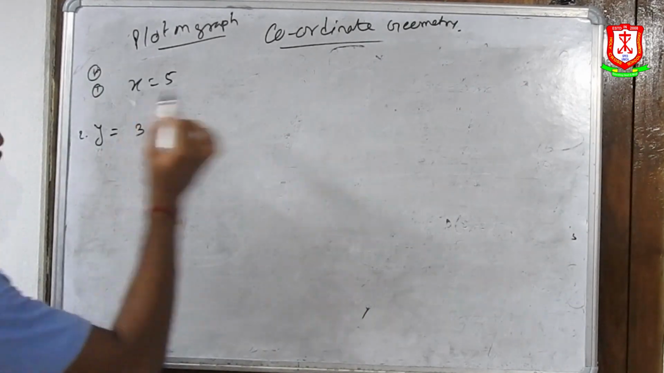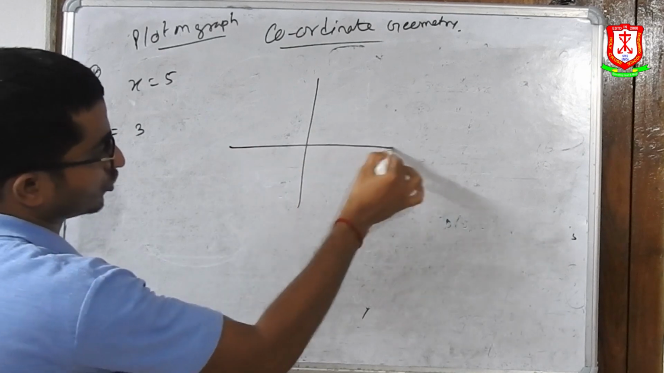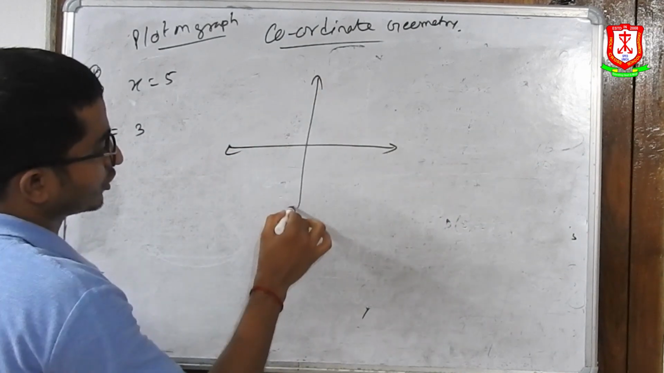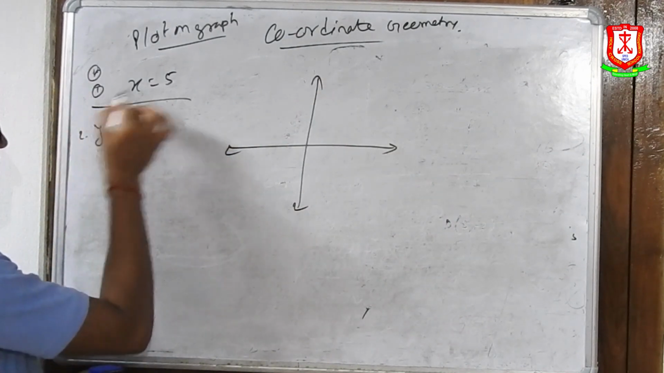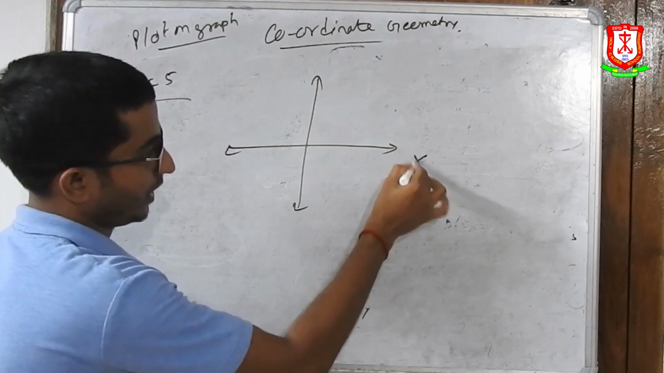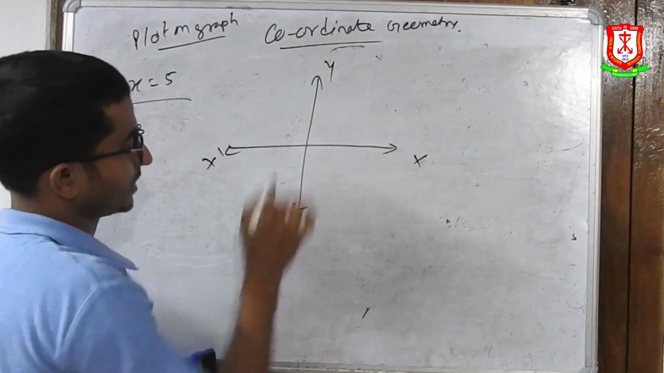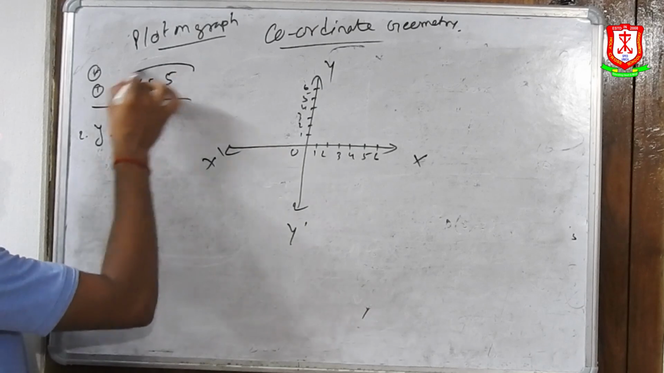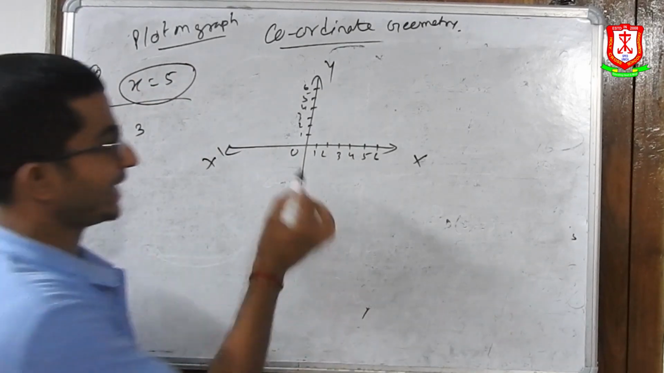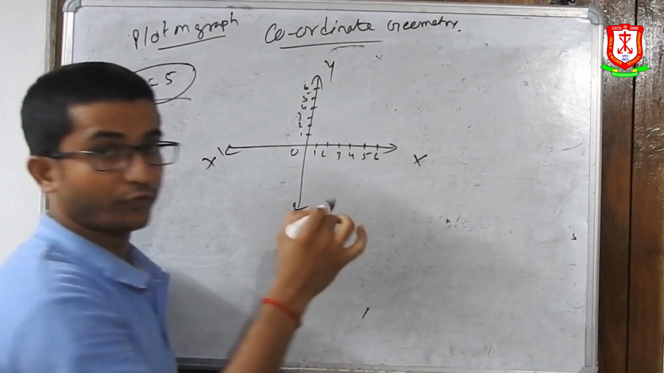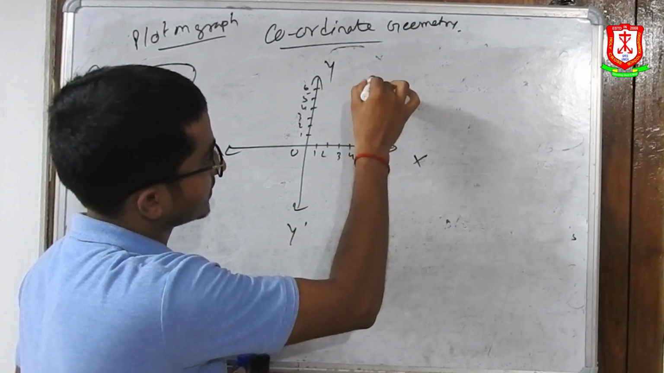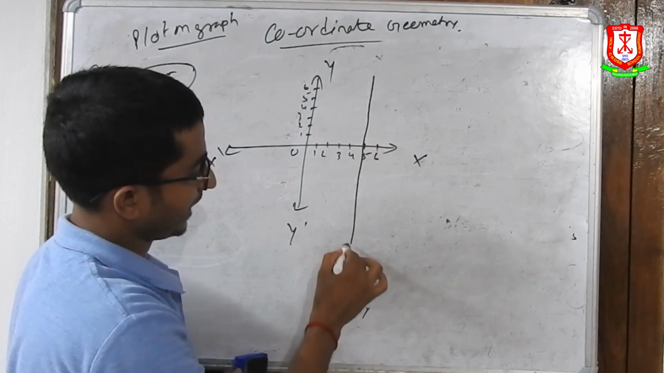Now we have to plot a graph where x equals 5 and y equals 3. There are two equations. At first, x equals 5. Here is the x-axis, that is our y-axis, 0. At first, what is given? x equals 5. Where is x 5? Here is our x 5. If we draw the line from this axis, our line will be like that.